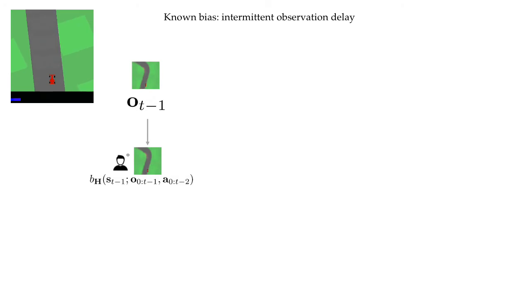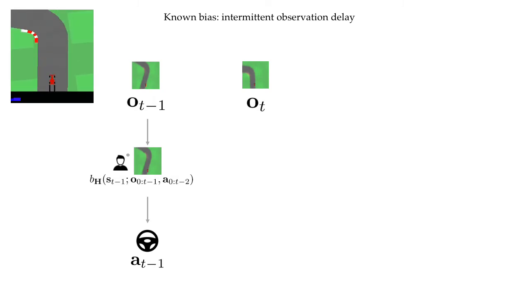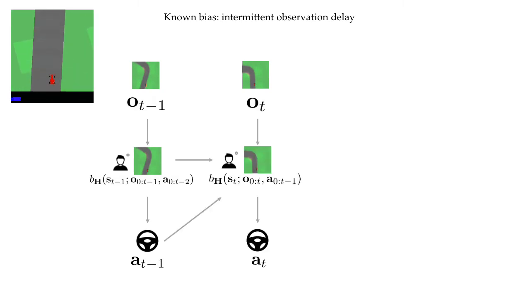Now that we've looked at two domains where we know the user is bandwidth constrained, let's look at a different domain where the problem is not bandwidth, but rather intermittent observation delays. In this real-time driving video game, at each time step, the user receives an image observation, processes that observation, and chooses to steer the car left or right. They then get a new observation and repeat.